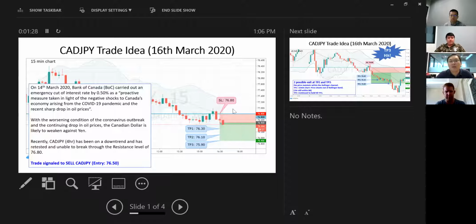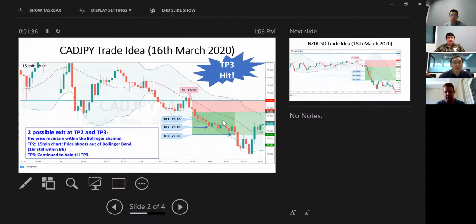Once it dropped out of my zone area, which is here, about 76.5, I decided to issue a signal to sell the Canadian yen. So let's see what happens. You can see that when I sent the signal out, it went continuously down all the way. There were 2 possible exits. All the while it was within the Bollinger Band, so I let it run, but there were 2 possible exits that you could do.